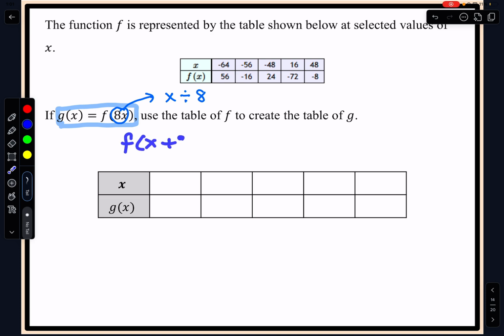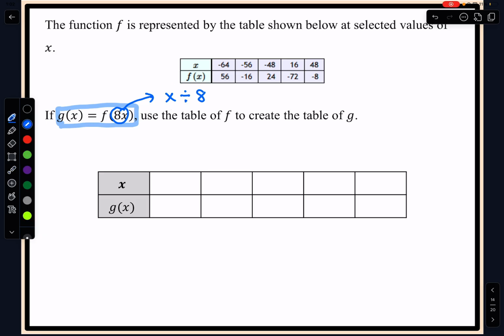So if we had f of x plus 8 right here, this is not adding 8 to the x values. It's subtracting 8 from the x values, and as a result, shifting this graph in a negative direction. So we're going to do a similar concept, just with multiplication and division. Instead of multiplying the x's by 8, we're going to divide them by 8.